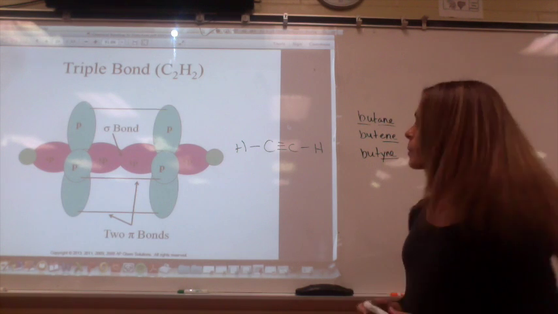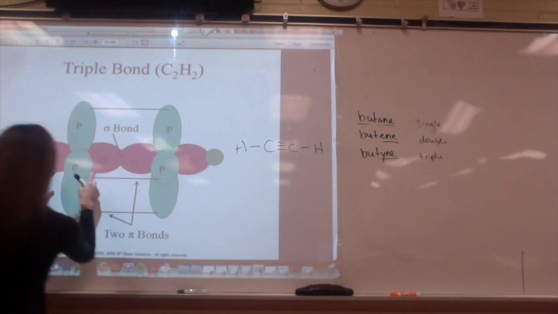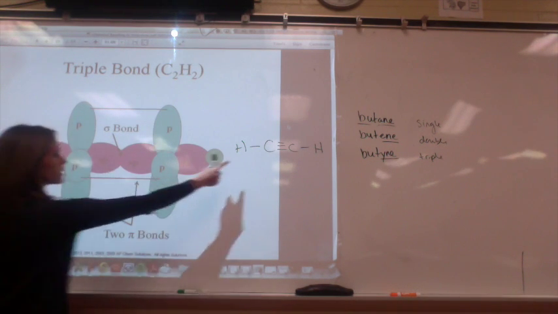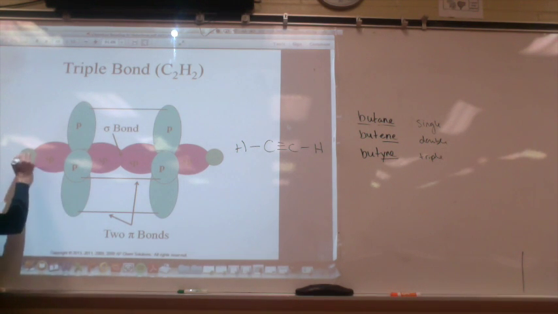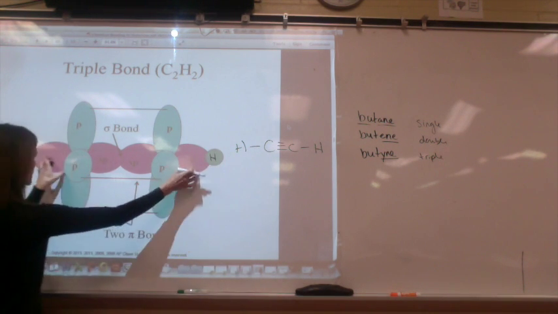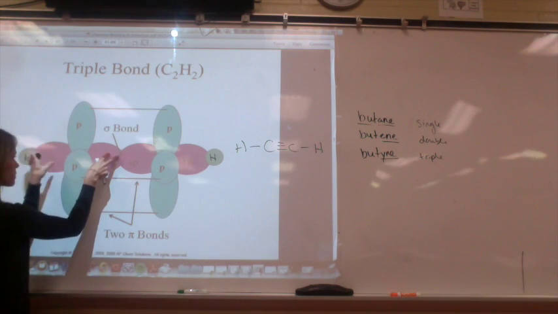And then the unmorphed p orbitals, here's a great picture of that. This is head-to-head between this carbon and this carbon. And this is hydrogen right here, this one's hydrogen and this is hydrogen, sitting on those. So we have 2 unmorphed orbitals for each carbon. Here's one of them, here's the other one.